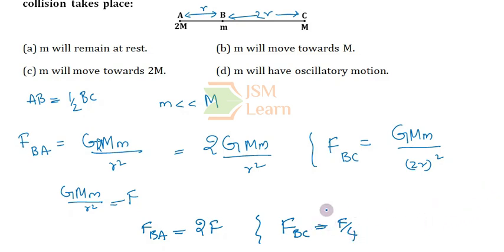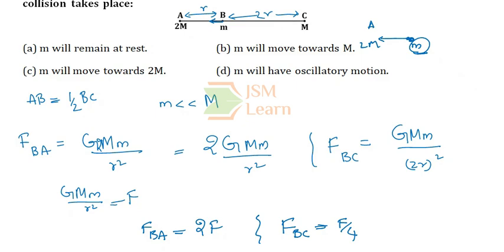You can observe clearly that the force exerted by the particle placed at point A is greater. So the resultant net force is acting towards the mass 2m. The net resultant force acting on this small mass m is towards point A, so the mass m placed at point B will start moving towards A, and after some time it will collide with this mass.